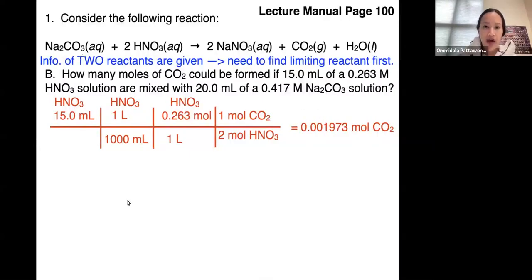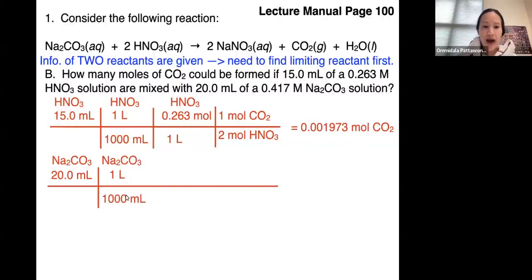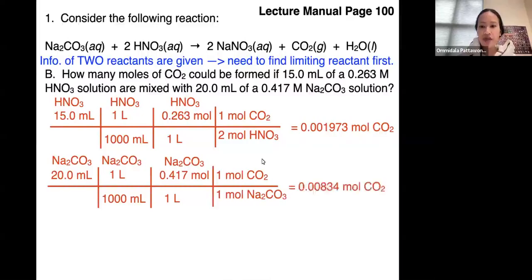We are going to start with the same thing: the volume of sodium carbonate multiplied by the conversion factor between liter and milliliter, and then multiply by the concentration. Again, this is going to be mole over liter, so that liter can cancel each other out, and you are left with mole of sodium carbonate. I don't want the mole of sodium carbonate. I want mole of CO2. So we're going to use the mole to mole ratio again, to get mole of CO2.